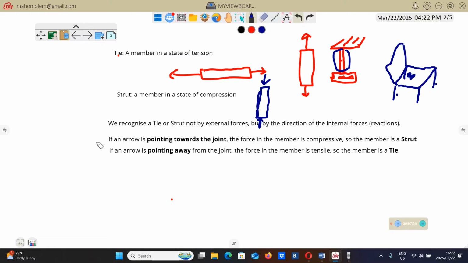Now, let's check here. We recognize a tie or a strut not by external force. So these arrows that you see here, these are the external forces. So when we determine whether a member is a tie or a strut, we don't use these external forces, but we use the direction of internal forces.